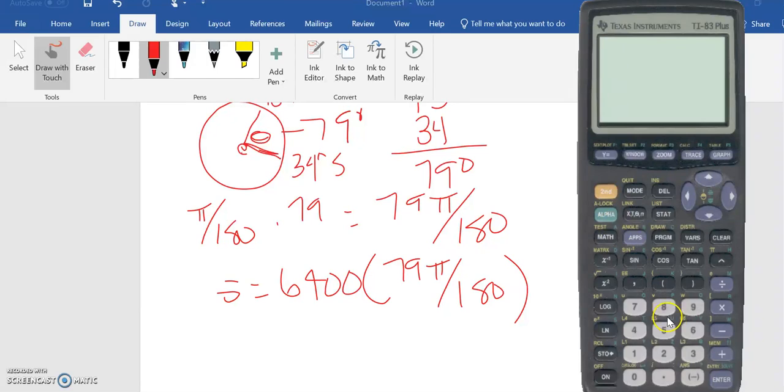So let's see here what I've got. I'm going to start with the fraction. So 79 pi divided by 180 times 6,400. Okay, so this is the answer, but we have to look at our given information, and our given information rounds to 2 significant digits. These two we're assuming is rounded. There's only 2 in this, so we're going to round this to 8,800 as my answer.